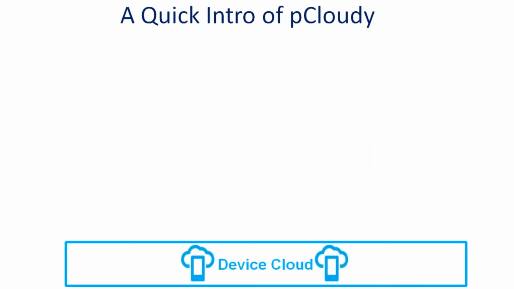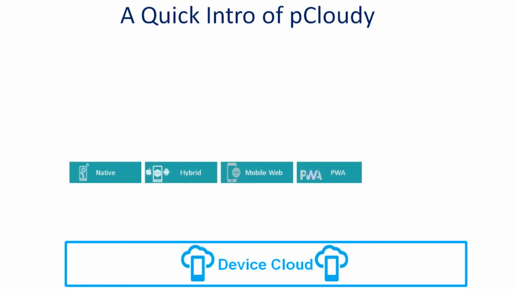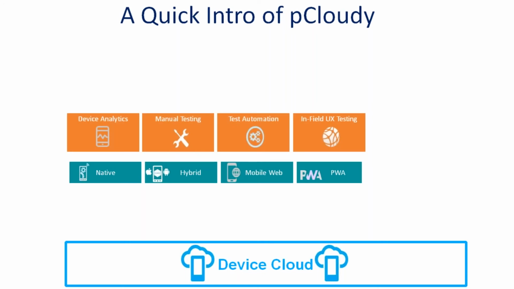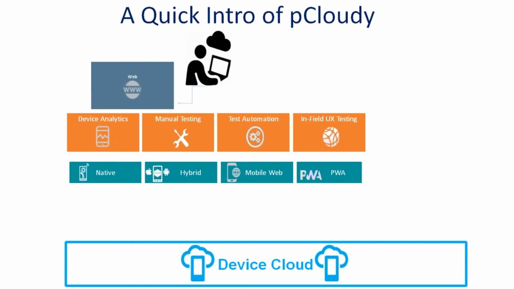All right, so let's quickly see the brief introduction about pCloudy. pCloudy is basically a mobile device cloud test platform wherein you can do mobile application testing remotely. You can test native hybrid applications, mobile web applications, and PWA mobile applications on real devices. You can get device analytics through this platform. You can perform manual testing, test automation, and in-field UX testing at a single stop at pCloudy. And all this you can achieve through the web as a test engineer. We have a web interface, so you can open pCloudy from any standard browser and access the devices remotely. We also have plugins available in case developers want to use the devices from pCloudy to debug or test their mobile applications directly on real devices.